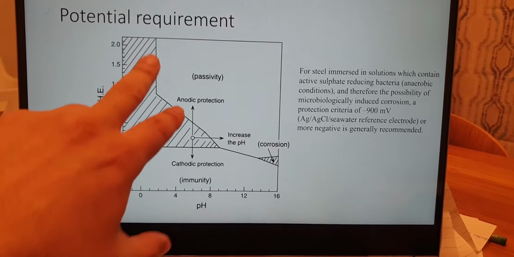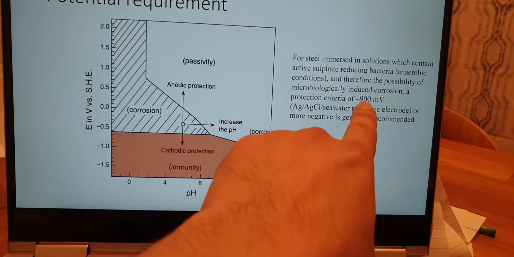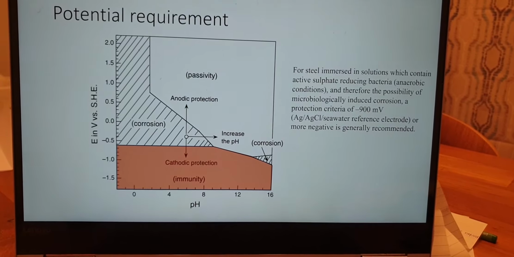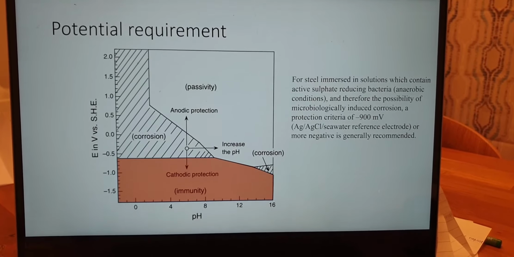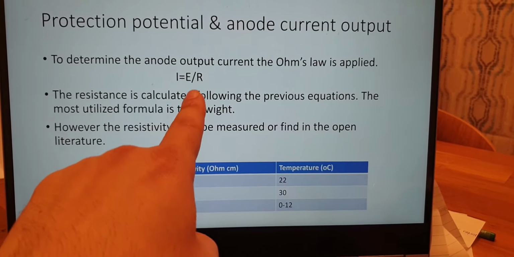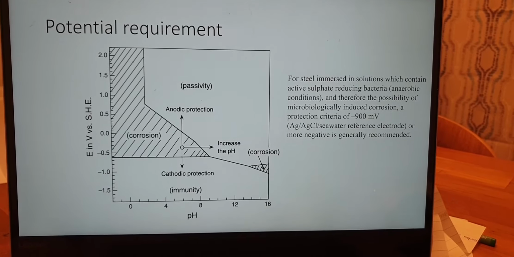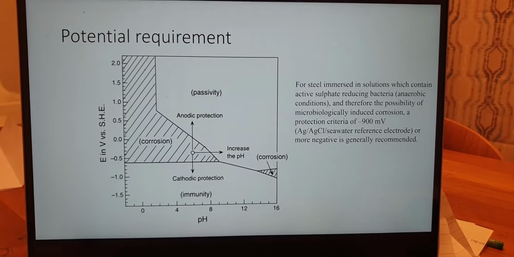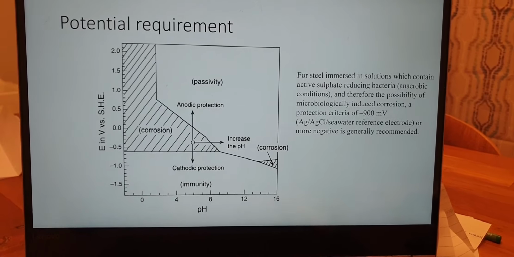It's important to notice that the diagram here is versus the hydrogen, but we are talking about minus 800 or minus 900 versus the silver chloride seawater reference electrode. This is the potential to protect the steel, however, it is not the potential that we need to utilize there. This is the driving potential, and we will see how to calculate the driving potential. So this is the potential requirement. We need to reach that potential. So the anode should have enough power to reach this minus 600 versus the hydrogen electrode.